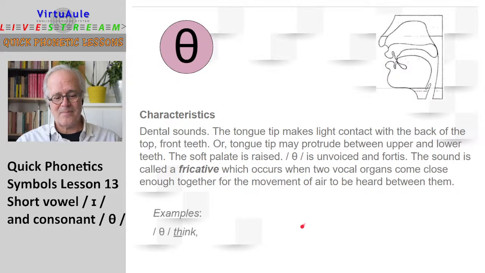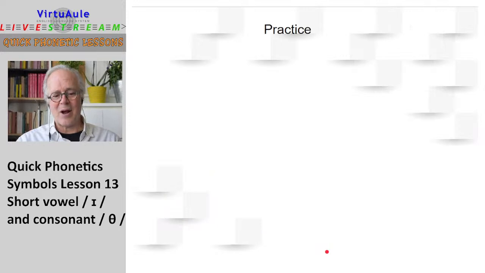Okay, let's practice. Think. It's also a long sound, okay? I want to underline that. This is a strong sound. When we have assimilation between two different consonants, the TH wins. It's a strong sound. Think, bath, mathematics, and let's practice, okay?